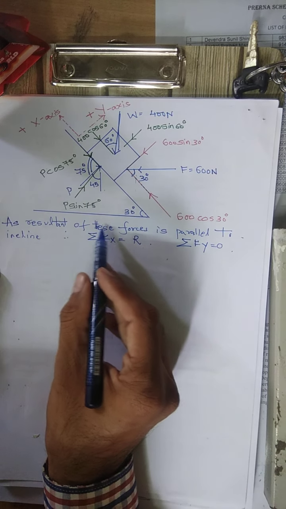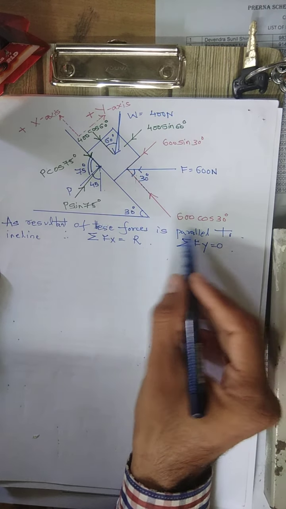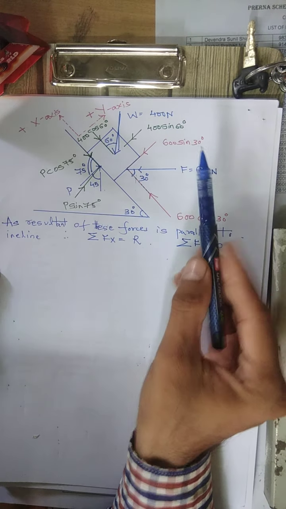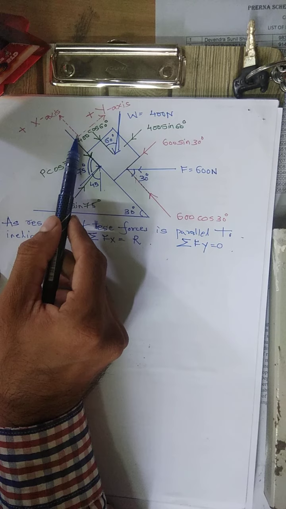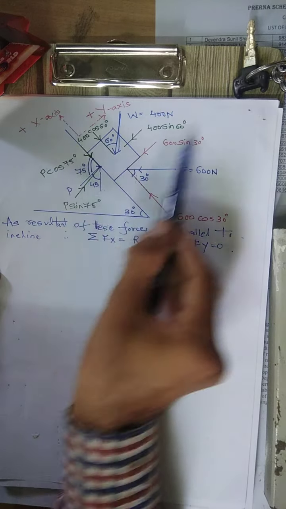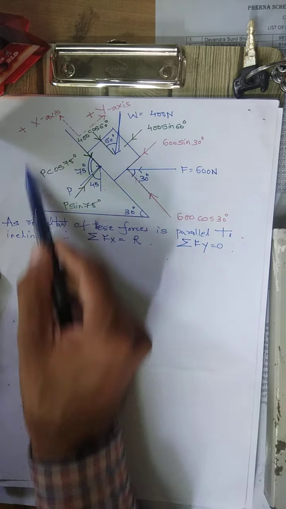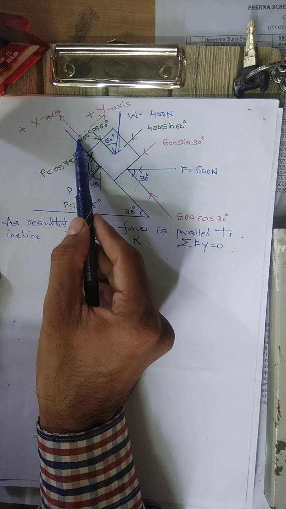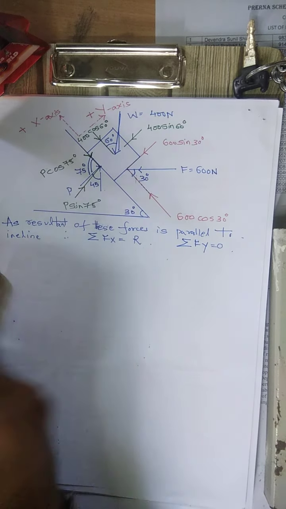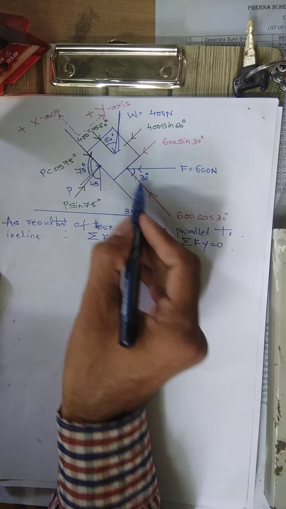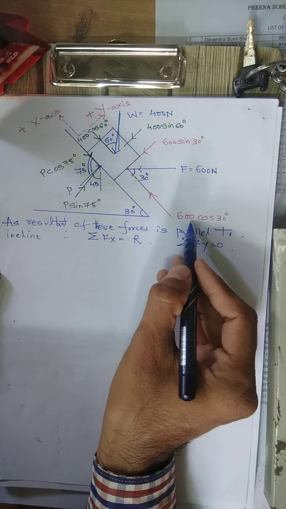That means we have to find out all the horizontal components and then all the vertical components for these forces. One by one we will find out all the x components and y components. Once again, this side is the x component and this side is the y component. We have to resolve all the forces along these directions. First we take the forces already resolved along the x direction, one by one. Force F, 600 Newton, along the x direction.